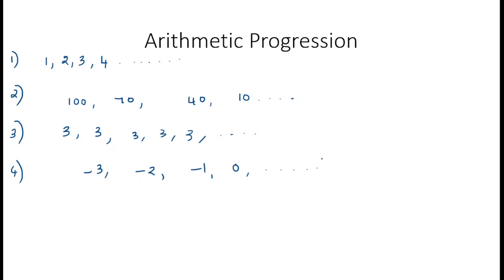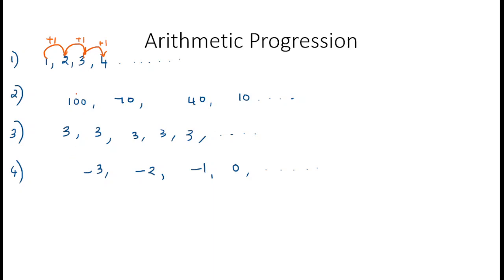Now, if you observe this, I'll write in a different color. From the first number to get a second number, we have added 1. And again, from the second number to get a third number, we have added 1 to the second number. Again, from the third number to get a fourth number, we have added 1 to the third number, isn't it? So it will be continued like that. So there is a fixed number that we have to add to the first number, second number, third number to get the further consecutive numbers, isn't it?